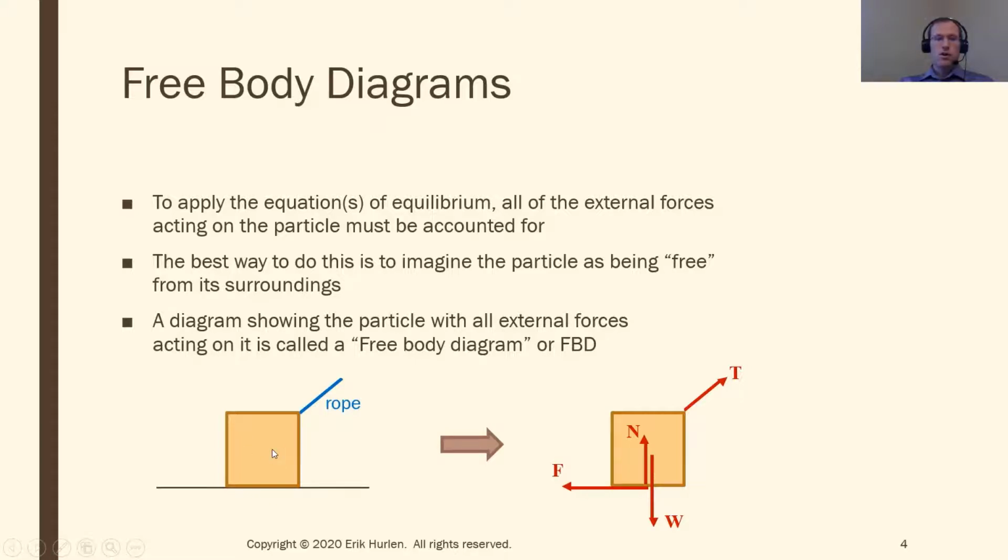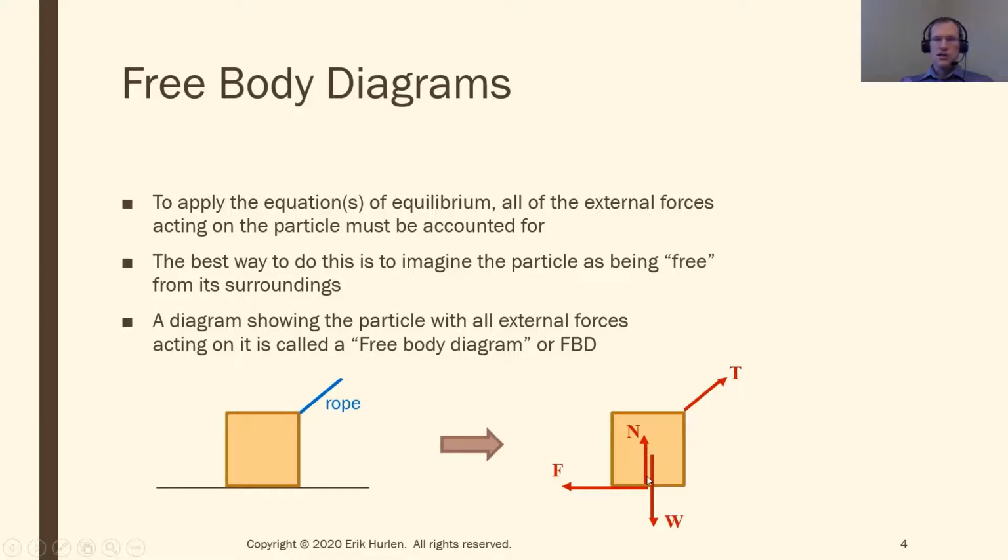Other things that could possibly be acting on my box: obviously, I'm assuming I'm going to be on the surface of the Earth, so there's going to be some weight involved. So weight force, again, as we saw last class, right in the middle. I'm assuming this box is homogeneous, so weight goes right in the middle, at the center of mass. So weight force going down from the center of mass.